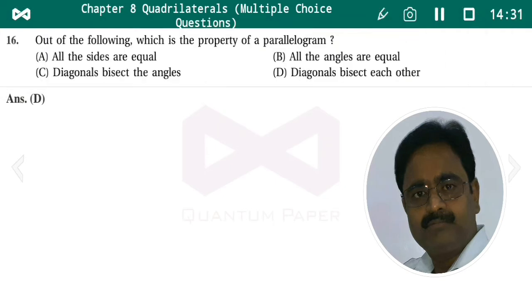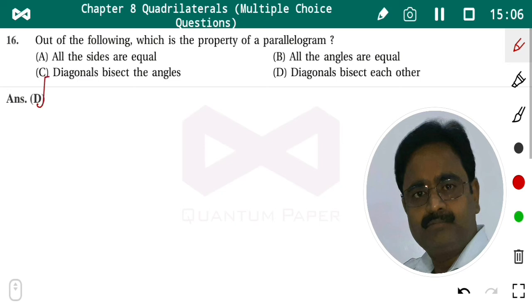नेक्स्ट ऑप्शन इज ऑप्शन बी, ऑल द एंगल्स आर इक्वल. दैट इज ऑल्सो नॉट राइट बिकॉज रेक्टेंगल और स्क्वायर के सभी एंगल्स इक्वल होते हैं. डायगोनल्स बाइसेक्ट द एंगल, पैरेललोग्राम में ये भी पॉसिबल नहीं है. डायगोनल्स बाइसेक्ट ईच अदर, यस, फॉर द पैरेललोग्राम इट्स डायगोनल्स बाइसेक्ट ईच अदर. ये पैरेललोग्राम के लिए भी एप्लीकेबल है, स्क्वायर के लिए भी, रेक्टेंगल के लिए भी, रोम्बस के लिए भी एप्लीकेबल है. सो आर ऑप्शन डी इज द राइट ऑप्शन. व्हाट? डायगोनल्स ऑफ पैरेललोग्राम बाइसेक्ट ईच अदर, राइट.